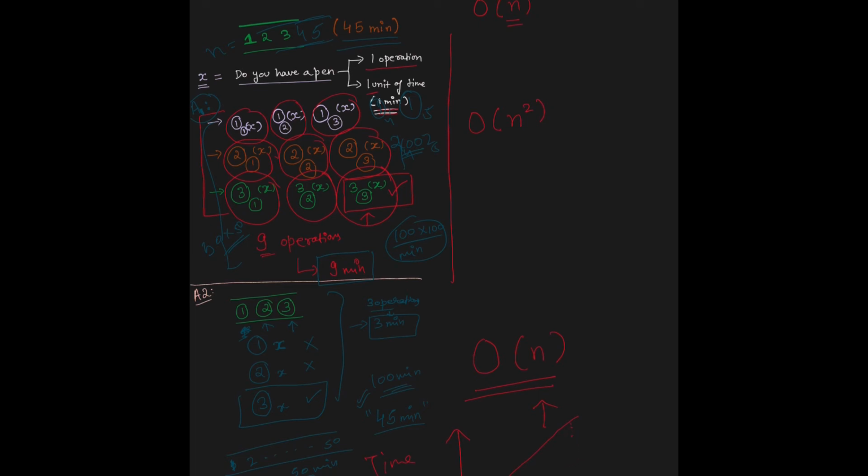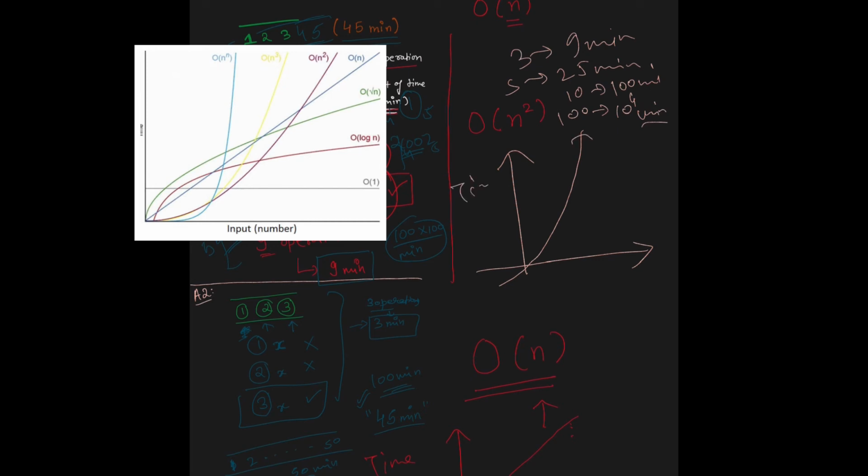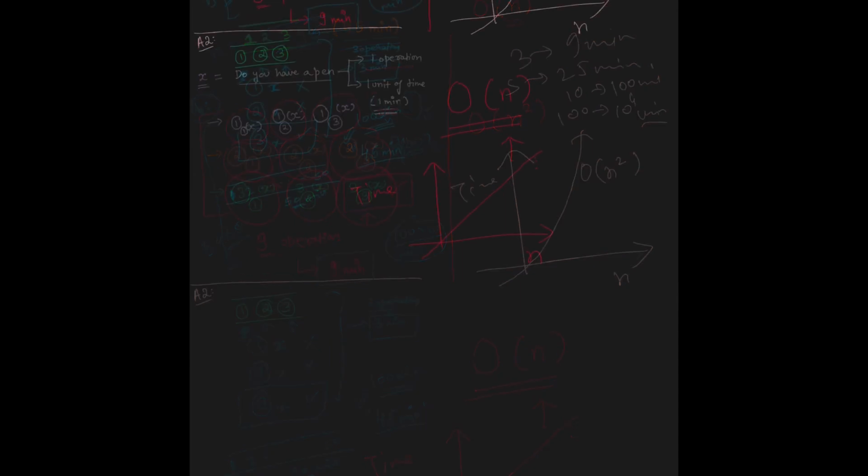But in this particular case, the complexity was n square, because for 3 people it took 9 minutes, for 5 people it would take 25 minutes, for 10 people it will take 100 minutes, and for obviously 100 people it will take 10 power 4 minutes. So this is the time, this is n, so this complexity is O of n square.